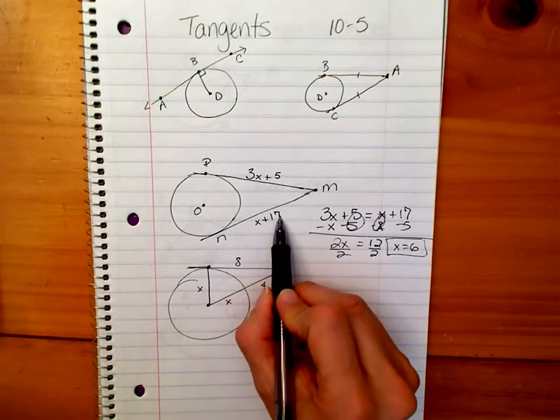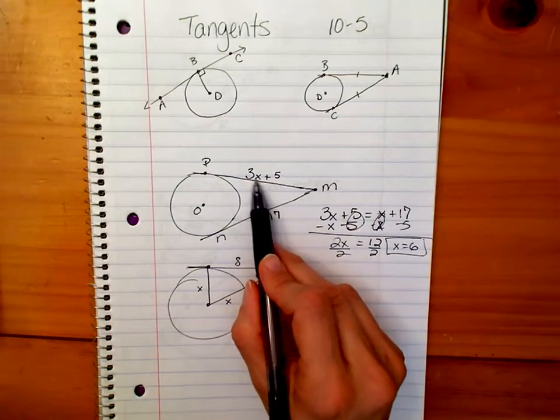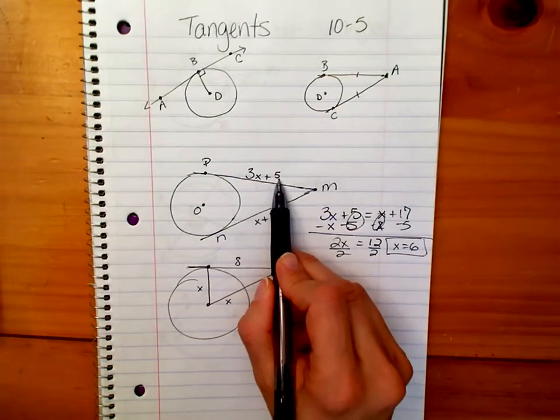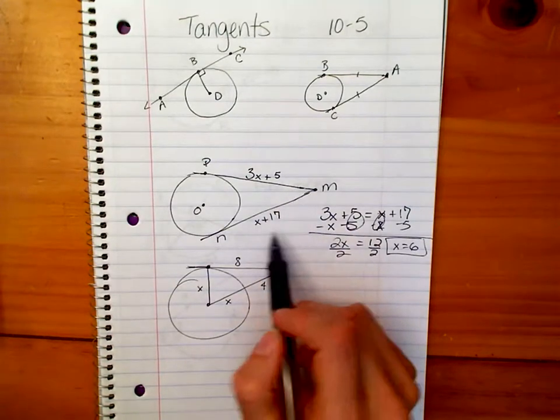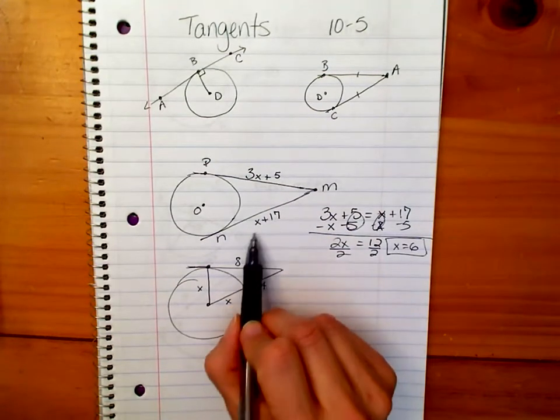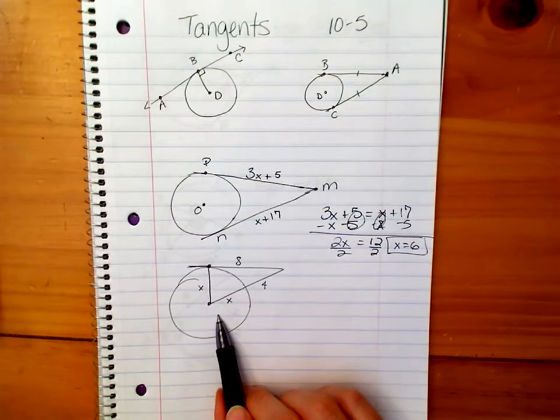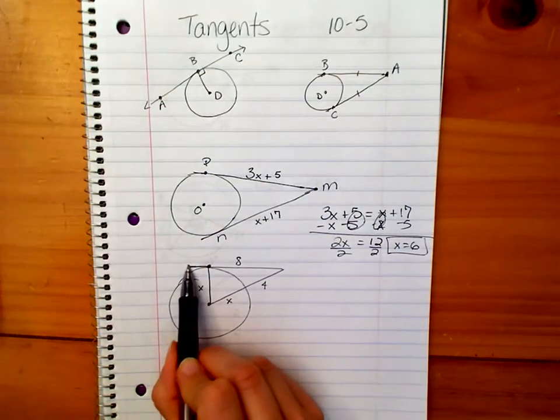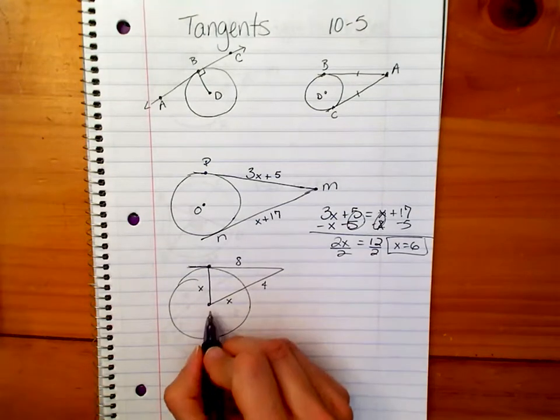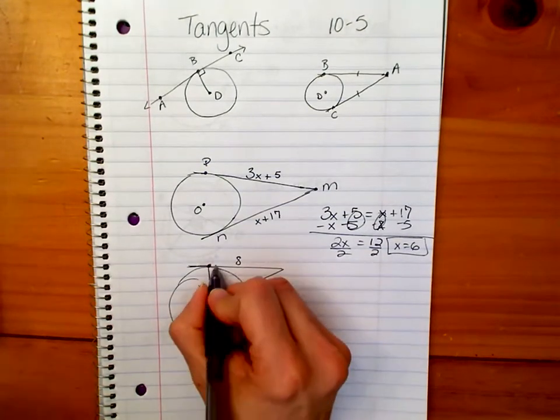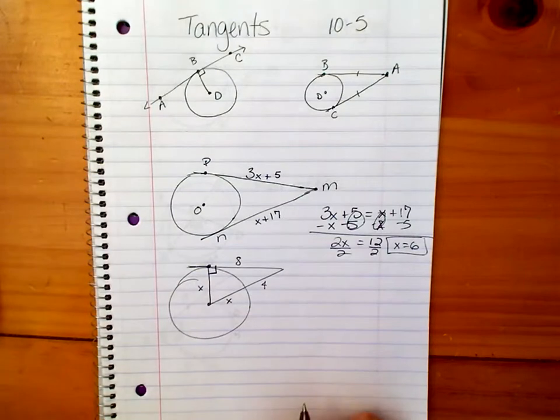And if you plug 6 back in to both of those, 3 times 6 is 18, plus 5, 23, and if you put a 6 in there, you also get 23. So here's my next example. Notice this is a radius, this is a tangent. My theorem says that when a radius is drawn to the point of tangency, it makes a right angle.